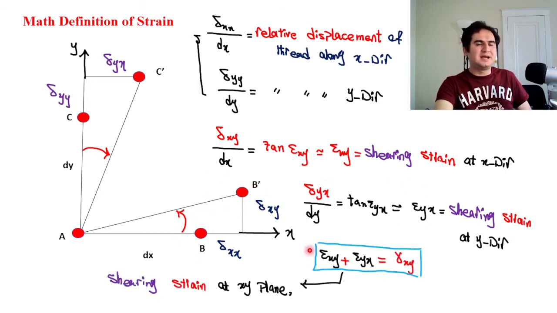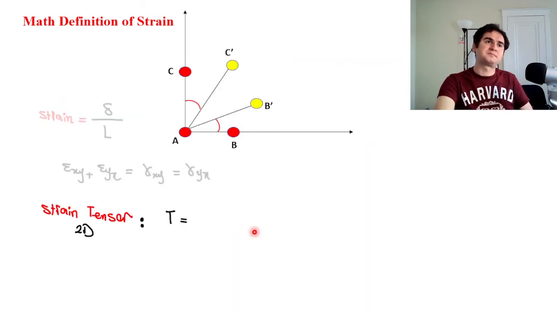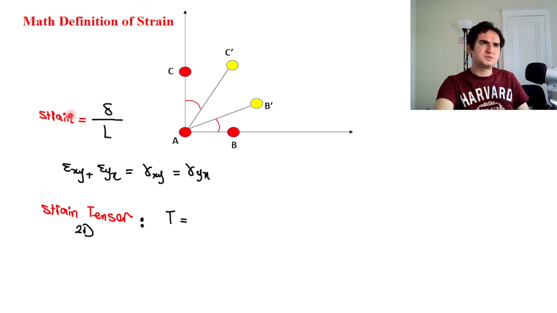And the addition of delta xy plus delta yx is called gamma xy, and that's again in the nature of shearing strain, but this time in 2D. Each of them was in one direction, 1D, and the addition of both of them comes to gamma xy, and that's the shearing strain in the xy plane, so in a 2D condition. Again, the normal definition of a strain is delta over L, and epsilon xy plus epsilon yx is equal to gamma xy, equal to gamma yx.